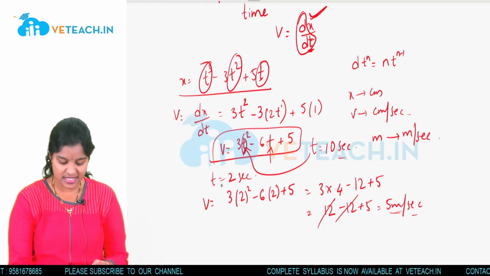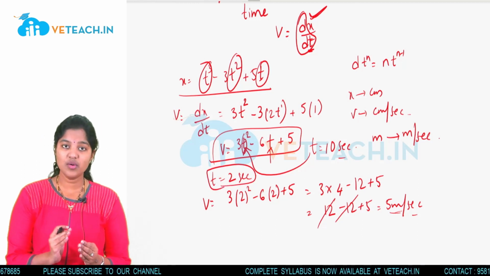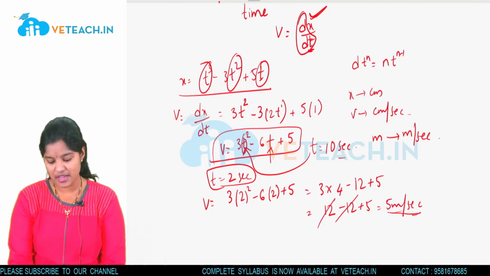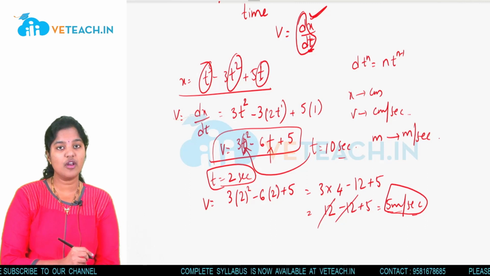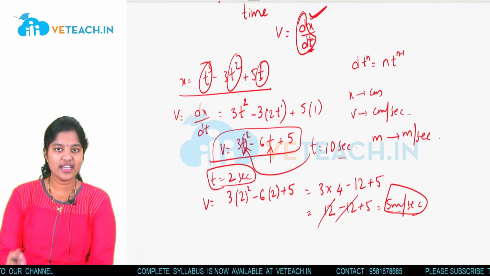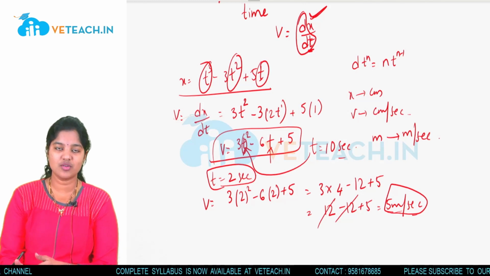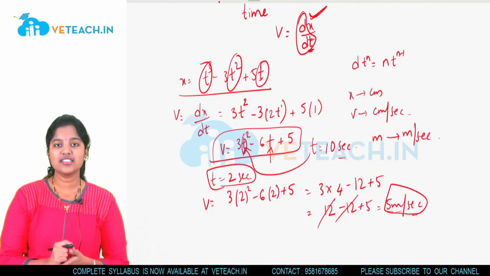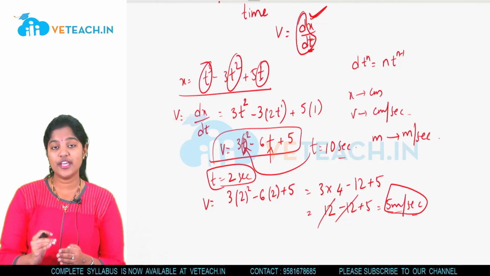So velocity at time 2: at t equal to 2 seconds, he is traveling with a speed of 5 meters per second. That is, with a velocity of 5 meters per second. That means per 1 second he can cover 5 meters. Okay. Now if you find acceleration, what is acceleration? Rate of change of velocity.